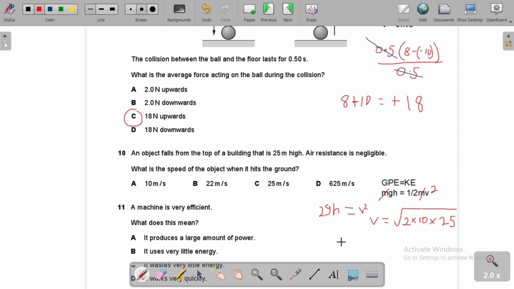And I need to continue. All right. The square root of 500 is 22.4, so which is 22 meters per second.